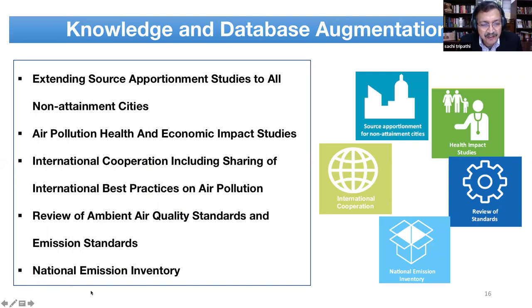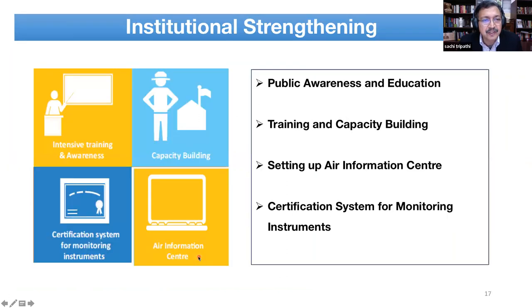In fact, many partners of the National Knowledge Network are also working with many private institutions to create a national emission inventory. Okay. Then there are certainly also these important points: to create public awareness and education, to impart training and capacity building, and also then the setting up of an air information center.